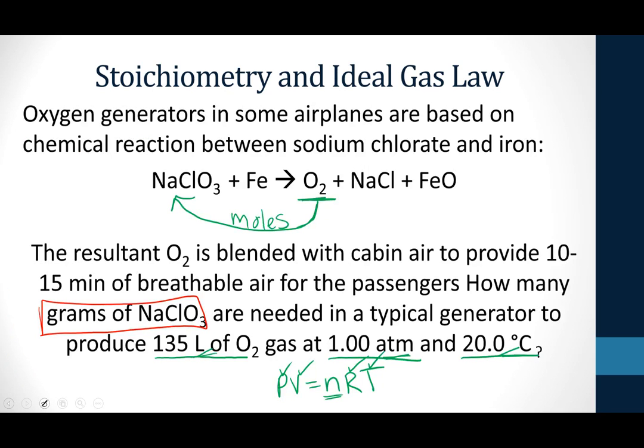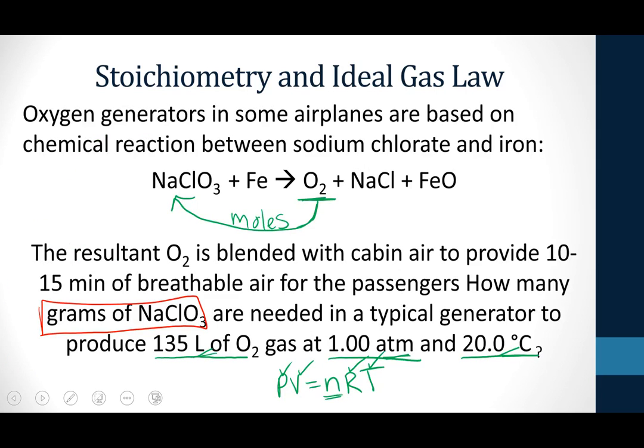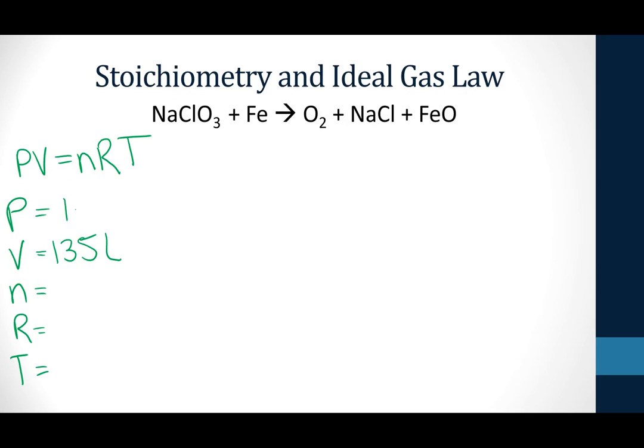All right, so let's click back here. We've got 135 liters. That's our volume. We've got 1 atm of pressure. That's our pressure. 20 degrees Celsius. And then the R is a constant, 0.082 atm liter per mole Kelvin. Okay. And n is what we're solving for here.